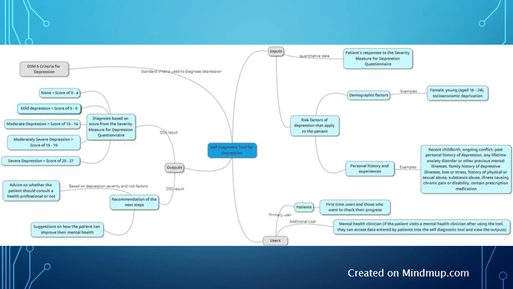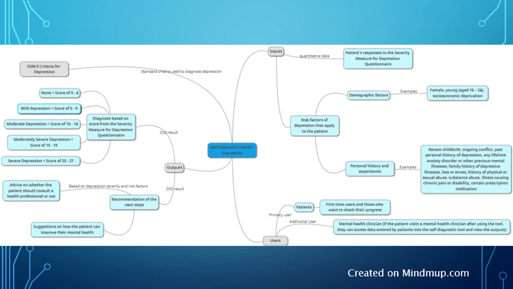This includes first-time users who want to check to see if they have depression, as well as existing patients who have depression who want to check their progress and see if their symptoms of depression have reduced, and to see if their severity of depression has decreased. An additional user is the mental health clinicians. This is because if the patient visits a mental health clinician after using this tool, the clinician can access data entered by patients into the self-diagnostic tool as well as view the outputs from it.